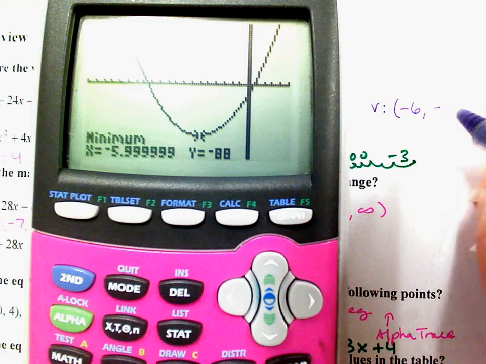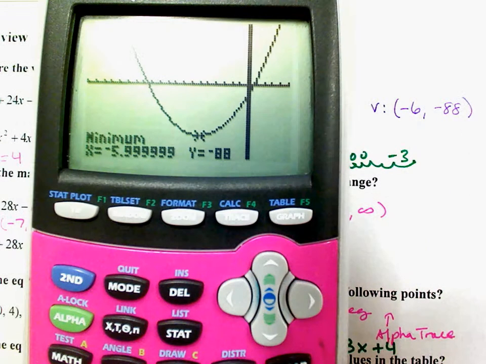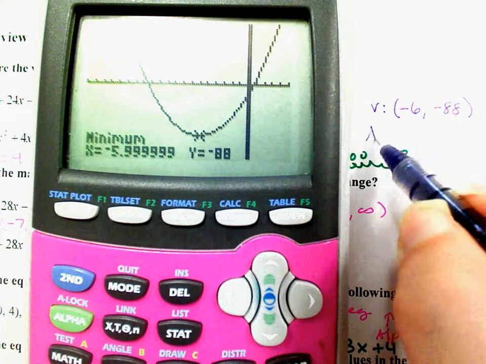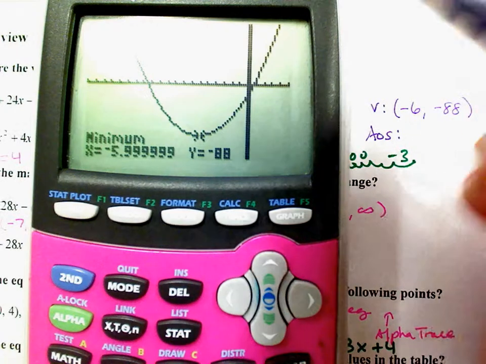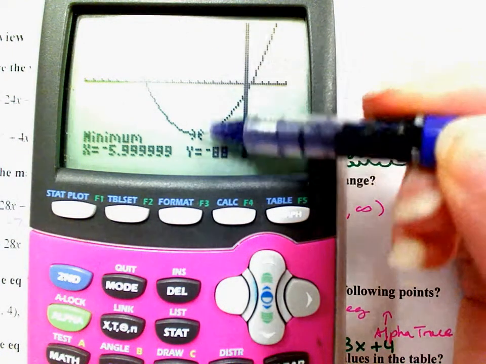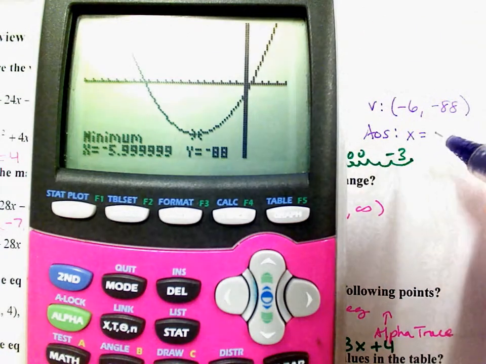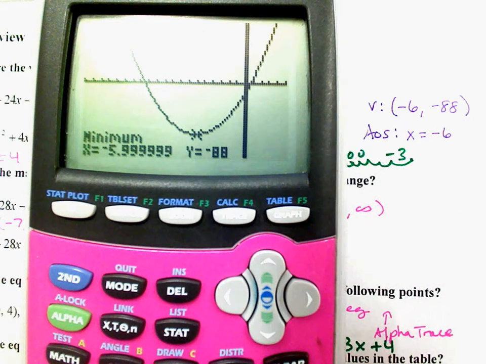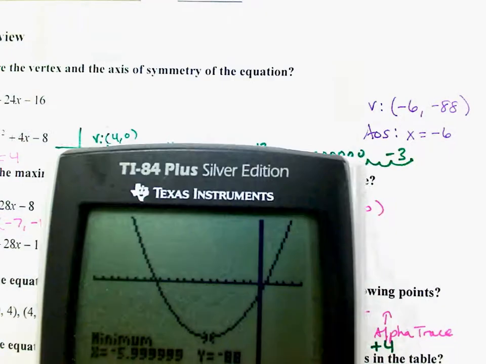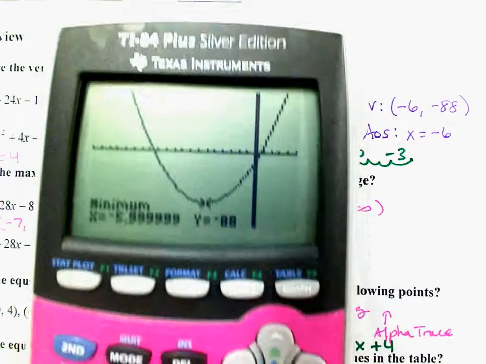Okay. It does say axis of symmetry, right? So what's that axis of symmetry? And there you go, yeah? Does that make sense? And that's all it asks for, right? Okay, so now let's go to 18.